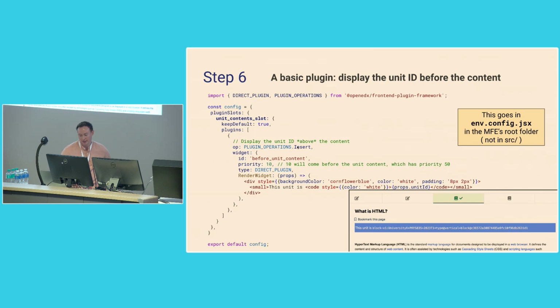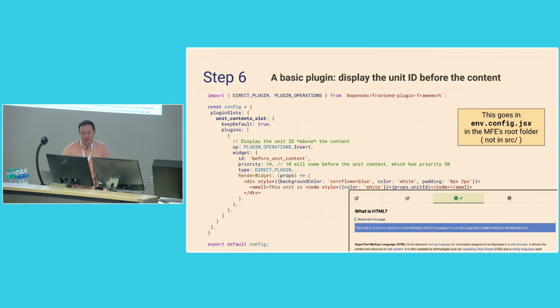We're going to be inserting it above the content. To do that, you define this field called widget, and in there, you put an ID. The ID doesn't really matter, but you can call it before unit content in this case. I think the idea for the IDs was to be able to reference plugins relative to each other, to say this one should appear after that one or before this one, but we didn't really implement that in the end. So it's not there yet. This ID is not really used for much, but you can put whatever you want for the ID.